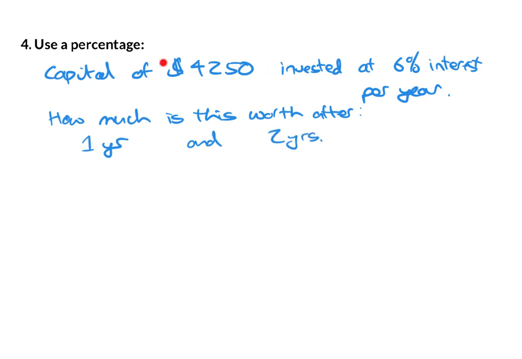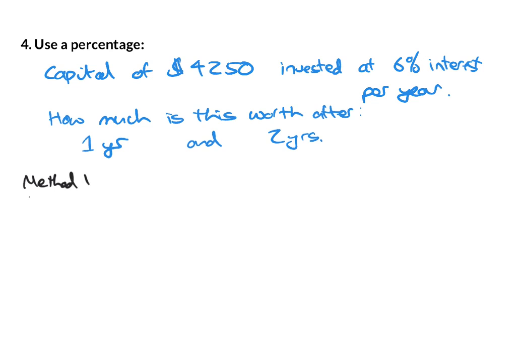So we've got an investment of money called the capital, 4,250. We're investing at 6% interest per year. We want to know how much it's worth after 1 year and after 2 years. Now, it doesn't say about drawing any money out, so we would just keep the money in the bank and it will grow and grow. So I'm going to show you two methods. So this is going to be method number 1.